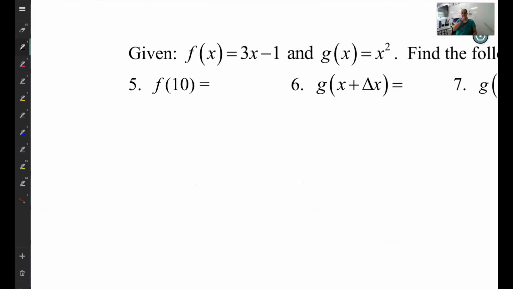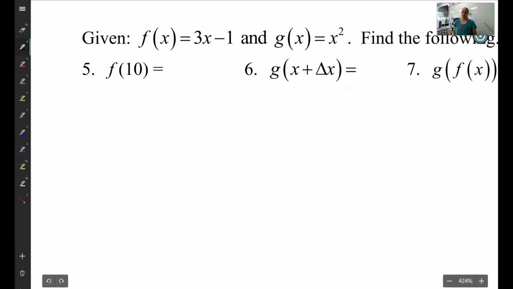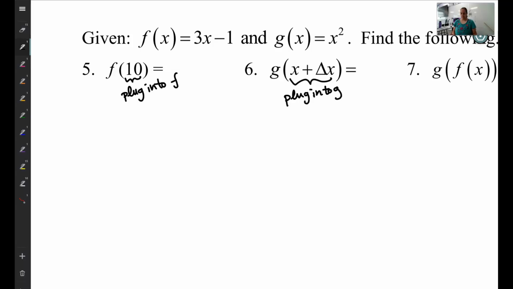Now let's do some plugging into functions. These ones are pretty quick and simple. You should hopefully remember these. I am going to have you pause the video and do number 5 and 6. Those should be review. Remember, we're just taking that and then plugging it into the function. Just an input, plug it in. If you want to simplify, you can. You don't have to, though. We'll talk about that more in a sec.